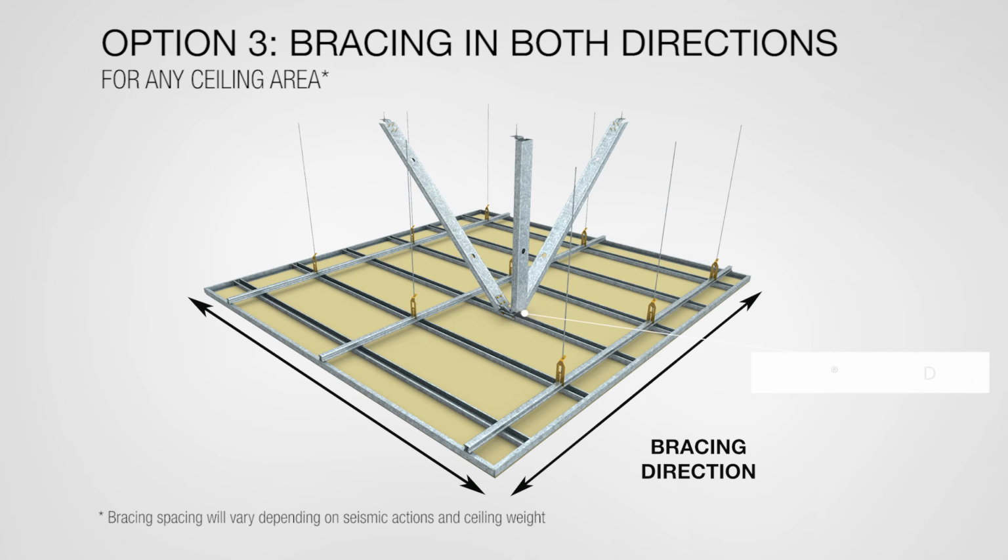Lastly, our bracing in both directions layout is perfect for larger ceiling areas with higher seismic loads. In this application, our KEY-LOCK ceiling system has equally distributed braces throughout the ceiling and free connections to all perimeters.